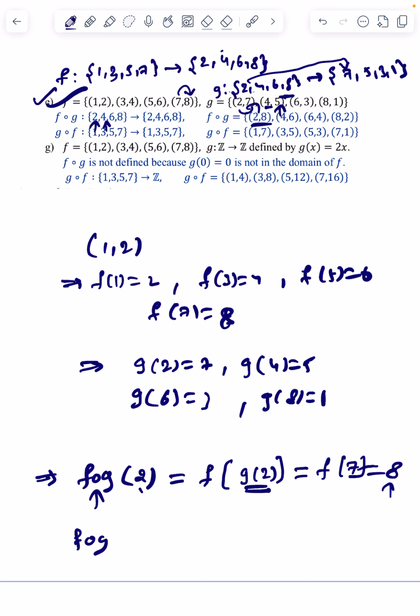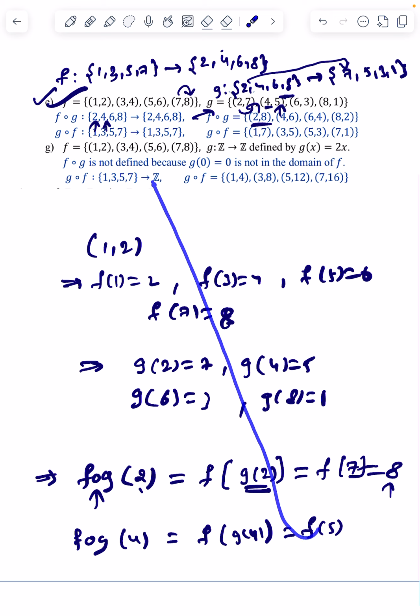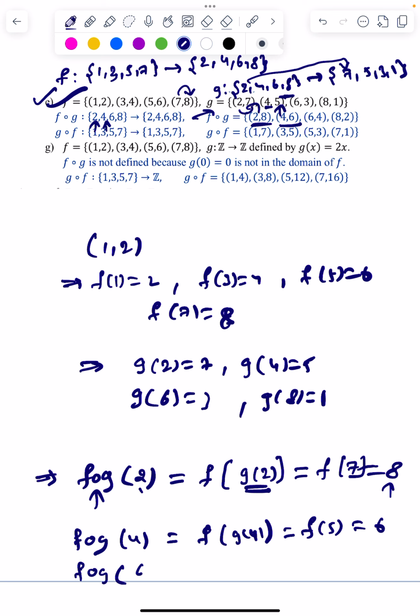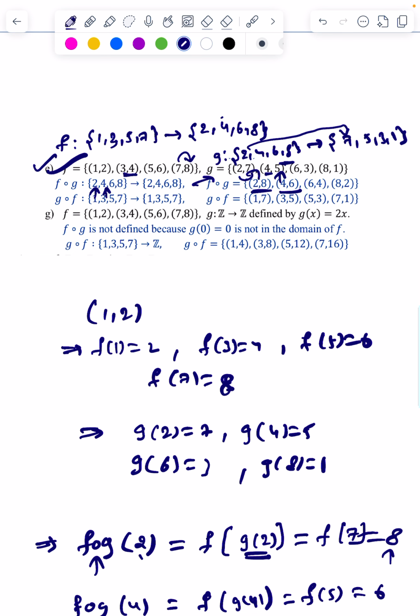Similarly, you can find for the second domain element, 4. Now f of g of 4: g of 4 checked in the g function gives output 5. Then f of 5 checked in the function f is 6. That is the answer: (4, 6). Like that you can find f circle g of 6. How to write it? f of g of 6. You check in the g function: g of 6 is 3. Then what is the f of 3 value? You check in the f function, that is 4.